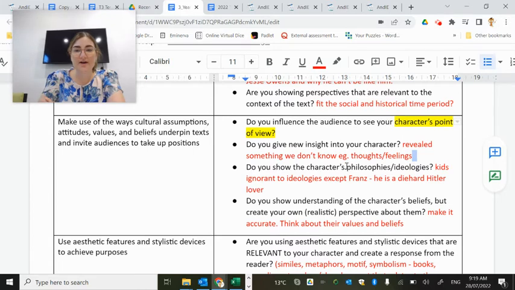Again, do you show your characters' philosophies and ideologies? So, Rudy is not really on Team Hitler. He's a little bit innocent and ignorant, doesn't really know what's going on, questioning. Liesel, for example, in the same sort of boat. She doesn't seem to be somebody who believes in Hitler fully. Whereas you might have Franz, he's a bit of a diehard Hitler fan. He's part of the Hitler Youth.